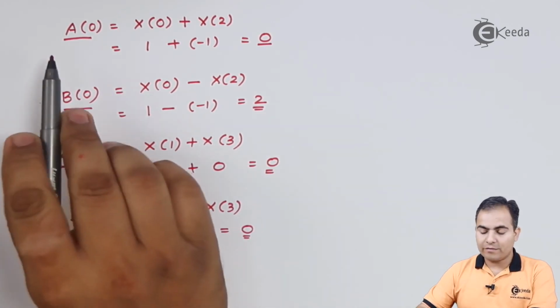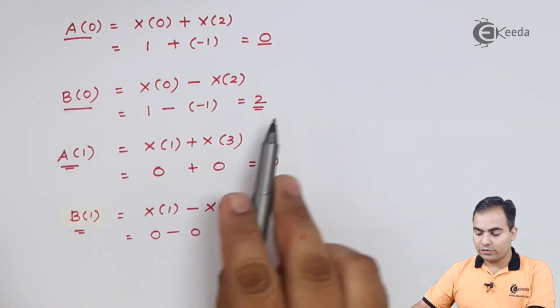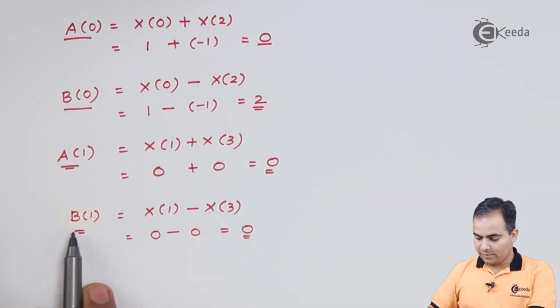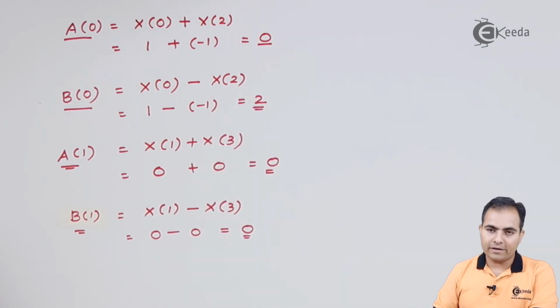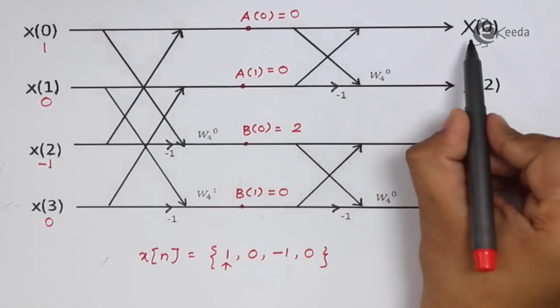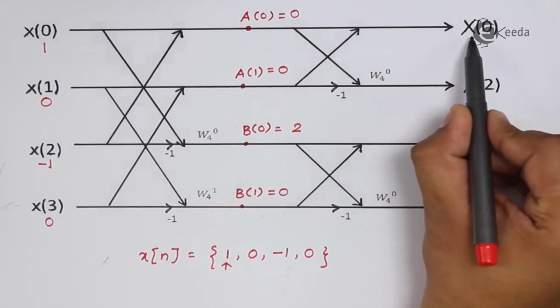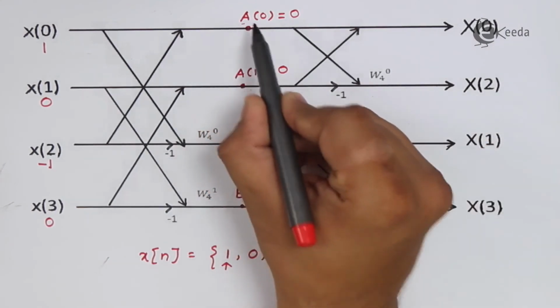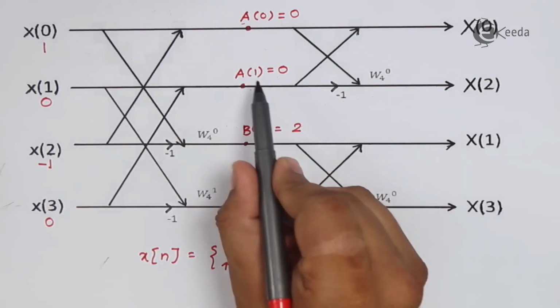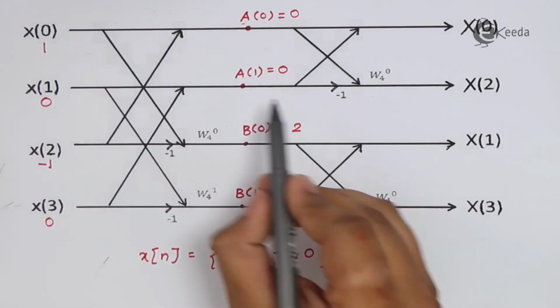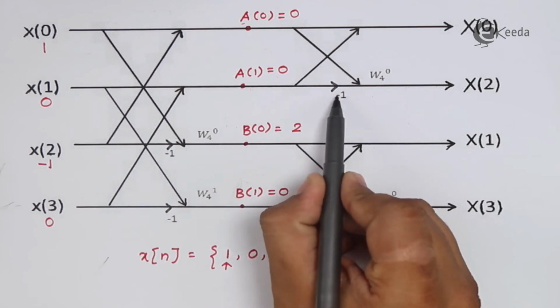So, what I have got, A of 0 is 0, B of 0 is 2, A of 1 is 0 and B of 1 is 0. Now, we will substitute all these values in my butterfly diagram. Look at here. If you want to calculate x of 0, then x of 0 is addition of A of 0 and A1. And if you want to calculate x of 2, then we will subtract A1 from A0 because A1 is multiplied by minus 1.